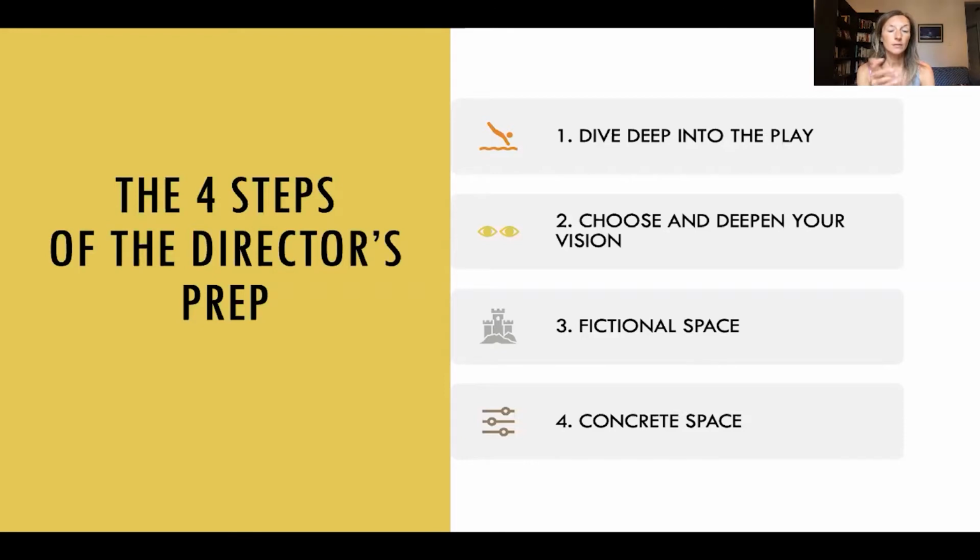The second step is exactly what I'm talking about: you choose and deepen your vision, and then you dig under and continue and do the same work. Basically, you just go a little bit further. From the fictional space, you start developing a relationship to what the space in the play means, how it works, how it acts upon the characters, and vice versa.